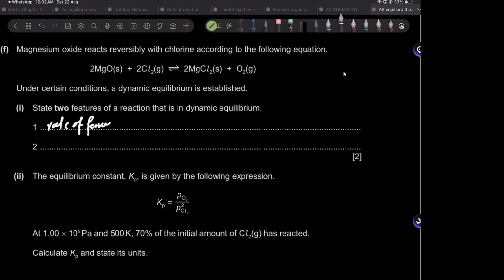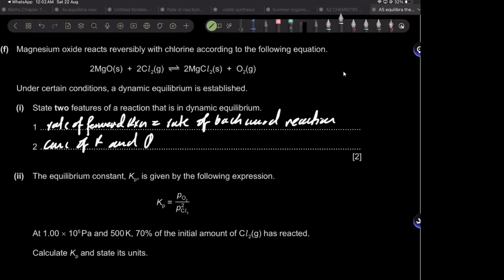The rate of forward and backward reactions is the same. The forward reaction rate is equal to the backward reaction rate. And what is the second feature? The concentrations of reactants and products remain the same. They do not change. Same does not mean that they have the same concentrations. That means their concentrations remain constant. They do not change. All right.